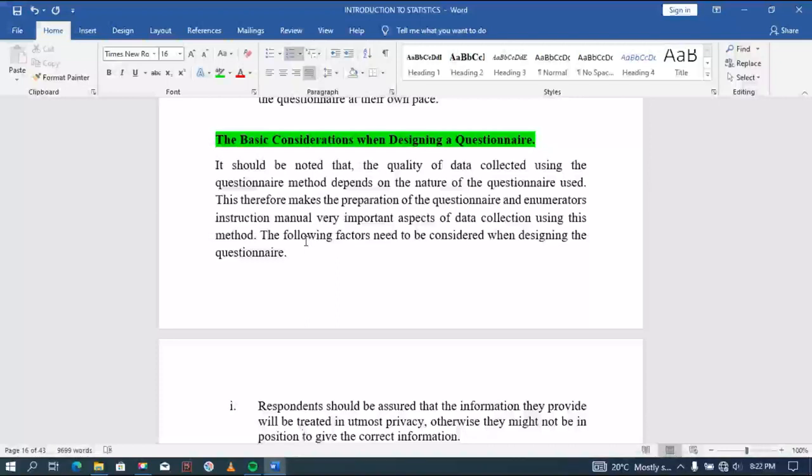So you find that with this method, the kind of data that you want to collect depends on the nature of the questionnaire you've used, depends on the kind of questions set. So meaning that when you're preparing your questionnaires, you must be very careful and try to incorporate what you basically want to achieve from the questionnaire, from the data collected. So the following factors need to be considered when designing a questionnaire.